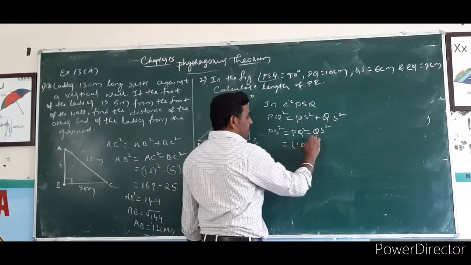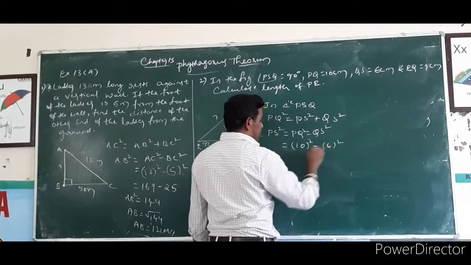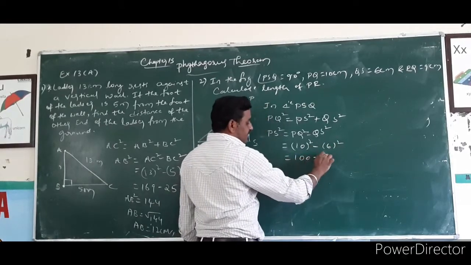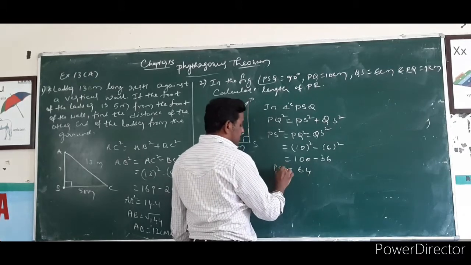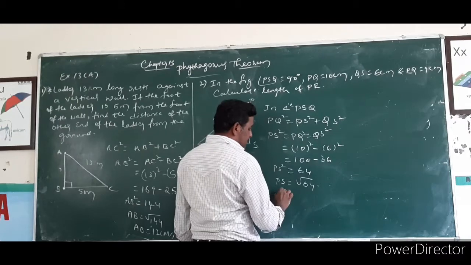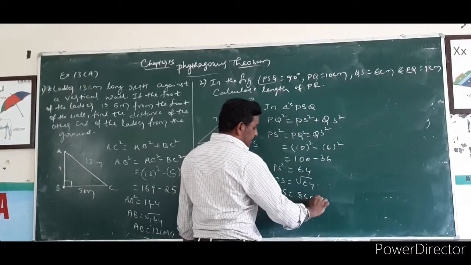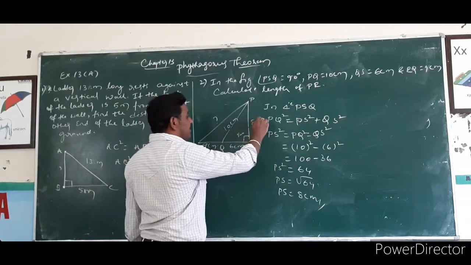PQ value is 10 square, minus QS value is 6 square. 10 square means 100, 6 square means 36, so 64. PS square is 64. PS is equal to root of 64. PS is equal to 8 centimeter. So what you get is, this is 8 centimeter.